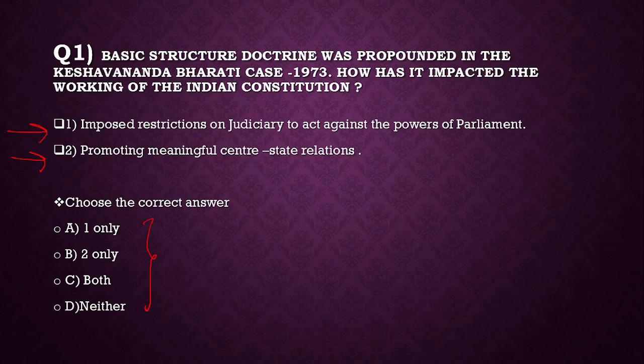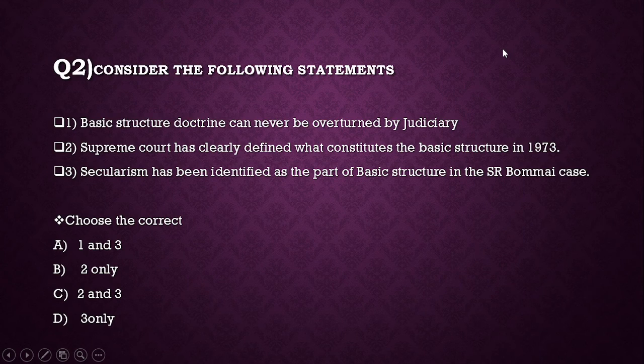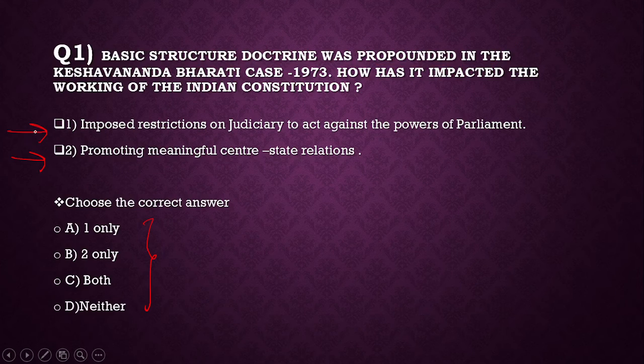See the statement 1. Impose restriction on judiciary to act against the powers of Parliament. See, the basic structure doctrine imposes restriction on powers of Parliament and not on judiciary. So the statement 1 is incorrect.